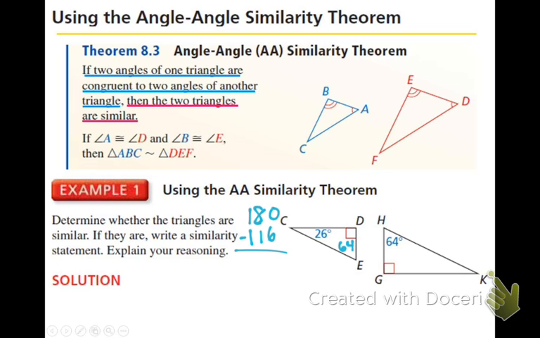So we have two congruent angles in the first triangle and two congruent angles in the second triangle. So are these two going to be similar? Yes, they are. So it says, yes, they're similar, and then it says, write a similarity statement.